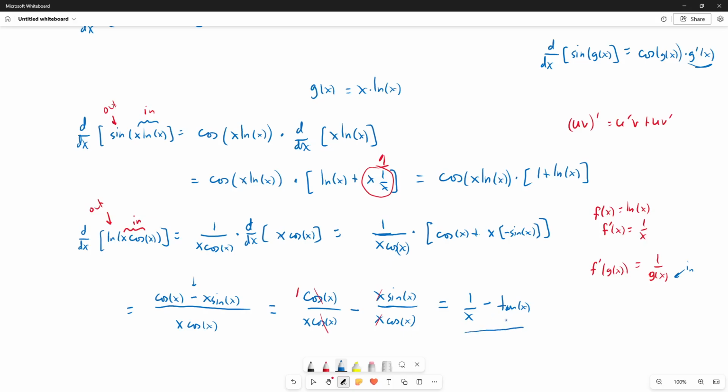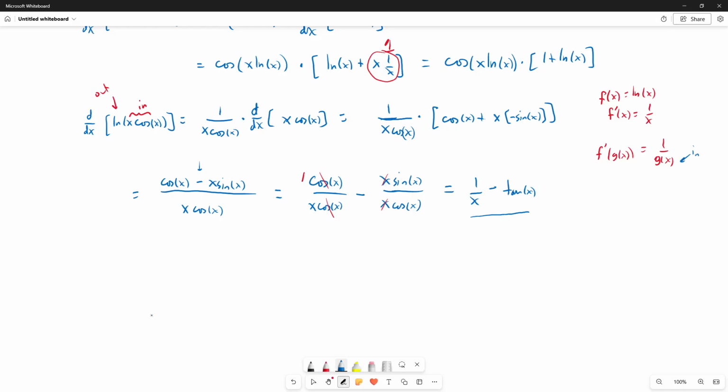And so this is another form for the answer, which looks a lot simpler than this complicated conglomeration of x's, sines, and cosines. So that makes me question, was there another way to handle this problem to get that answer directly? And the answer is yes. And I'd like to look at that using a property of the logarithms that has nothing to do with derivatives. The property is the natural log of u times v is the natural log of u plus the natural log of v.